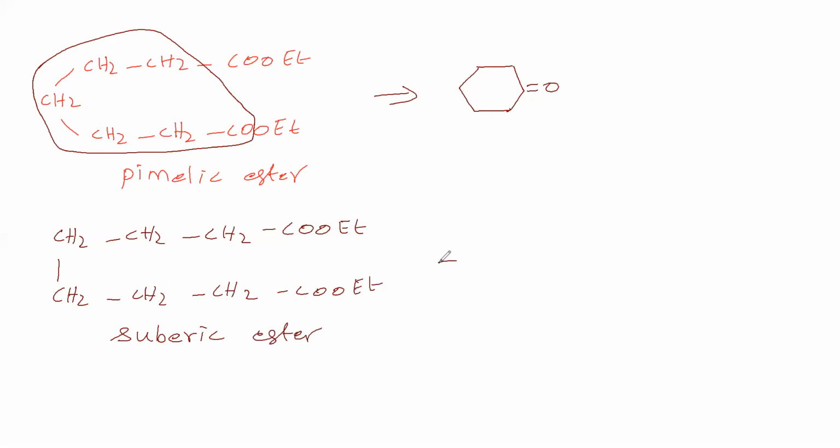We will take this for the Dieckmann reaction. Dieckmann reaction in the sense, what we have to do means one ester we have to remove, and in the other ester we have to make a ketone. There are 7 atoms, so we will get a 7-membered ring. A 7-membered ring we are getting.